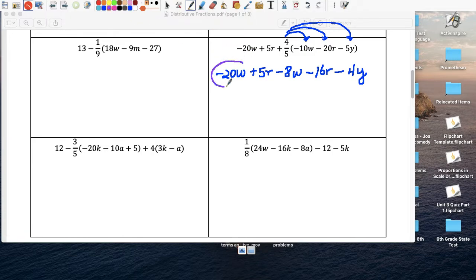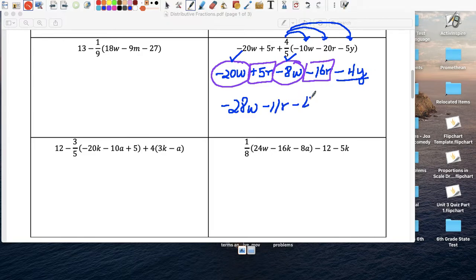Do we have like terms here? Yeah, we do. This negative 20w and negative 8w will go together. And then I'm going to put a rectangle around this 5r and this negative 16r, which will combine together. So negative 20 minus 8 is negative 28w. So those are my w. So this is done and this is done. Positive 5 and minus 16 is negative 11r. And then this guy I just add to the expression. Final answer.